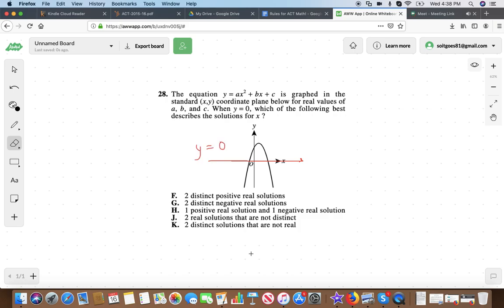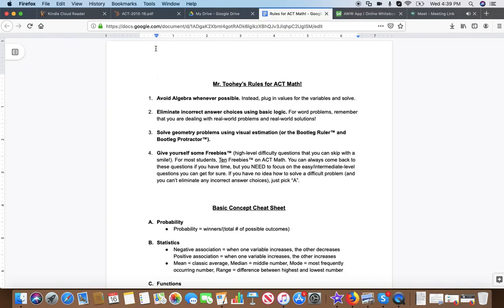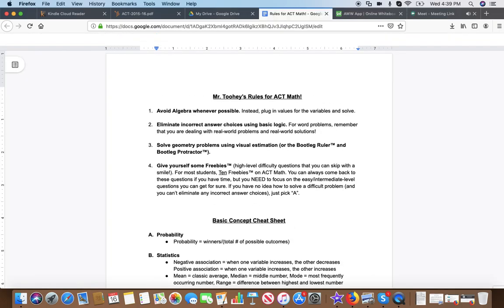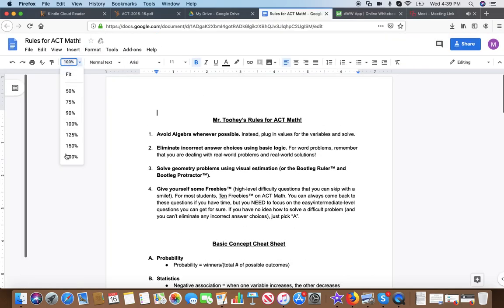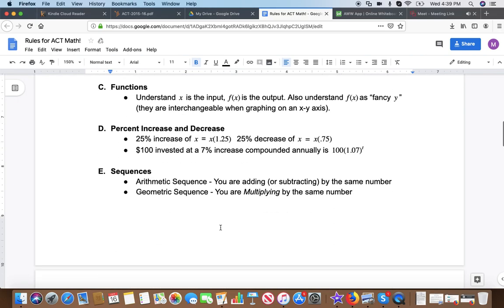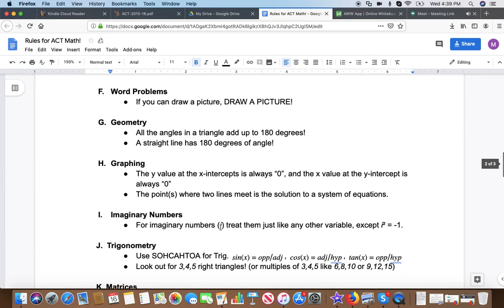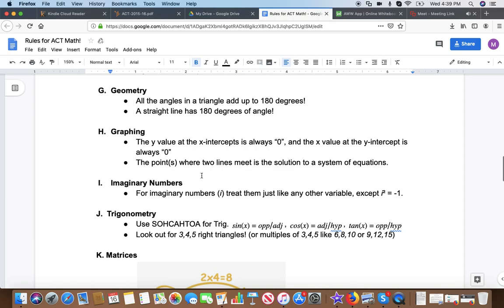Yes. Okay. And this is something that pops up on the ACT and the SAT, and I want to make it really, really clear. And I've got it, actually. It's one of the basic concepts in the rules for ACT math. Let me bring that up here. Zoom in just a little bit. And put this here, graphing here. Okay, go ahead and read that first bullet point here for basic concept H, graphing.